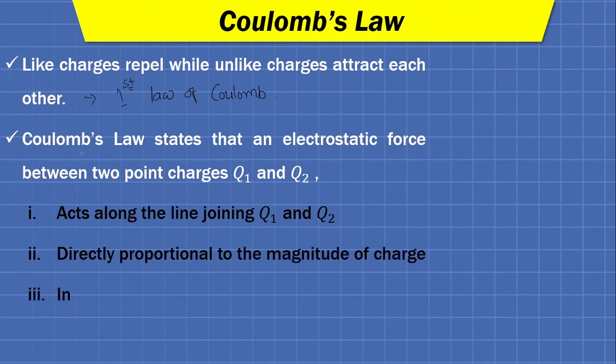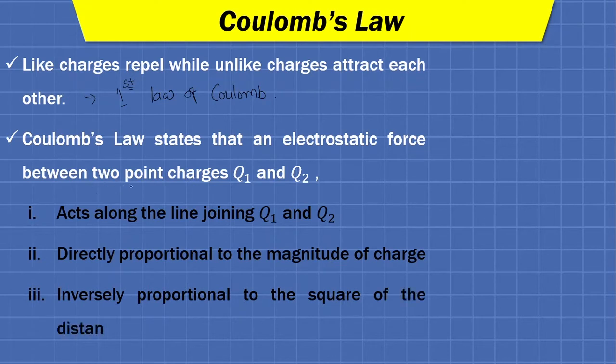Secondly, Coulomb states that an electrostatic force between two point charges Q1 and Q2 will act along the line joining the two charges. It will be directly proportional to the magnitude of the charges, and the force will be inversely proportional to the square of the distance between these two charges, Q1 and Q2.